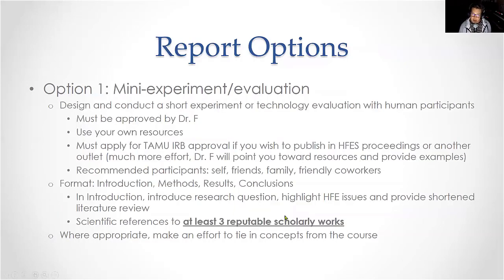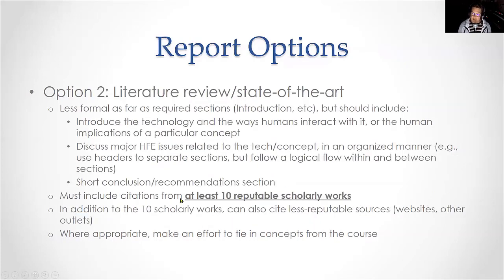So at least 3 if you're doing the experiment, at least 10 if you're doing the lit review. And you can add on top of that. But if you start citing this website or that website, you should make sure you have at least 10 scholarly works underneath it. All right. And again, tying in concepts from the course when it's appropriate. All right. So those are the 2 options.